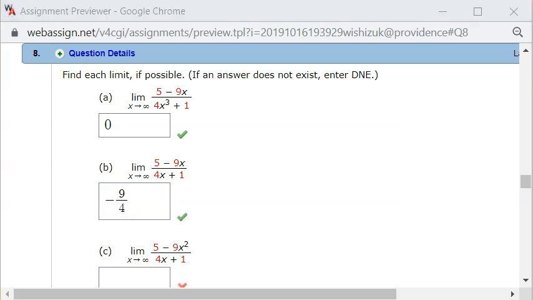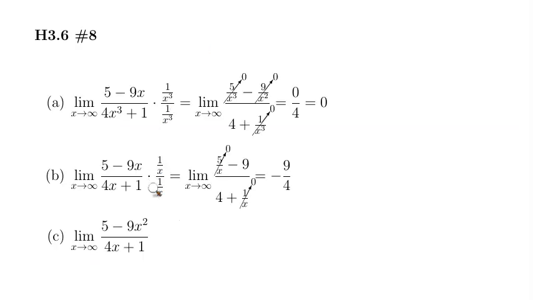All right, I came back and looks like we got the part B correctly as well. All right, so let's do the last part, part C. All right, so again, strategy is the same. So highest power is 1. So I'm going to divide the numerator and the denominator by x, just like before. So let's put that in there.